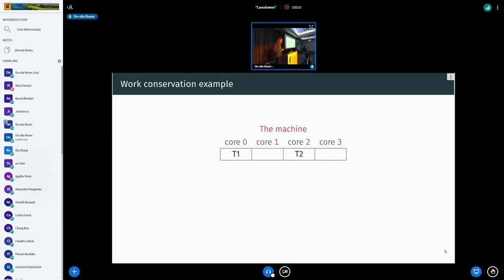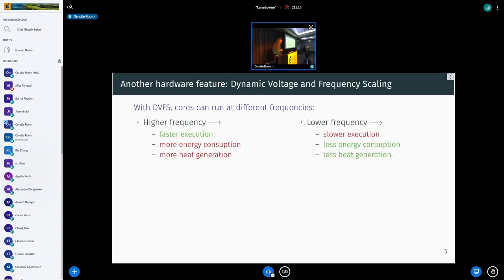So here we have a little example. We have a teeny tiny machine. It has only four cores. Two of the cores are occupied with some tasks, and we have some task T3, which comes along. Where would we like to put it? Clearly, we might like to put it on core 1 or core 3, because then the task will be able to start running immediately. It won't have to wait for task 1 or task 2 to complete. So that's all pretty obvious.